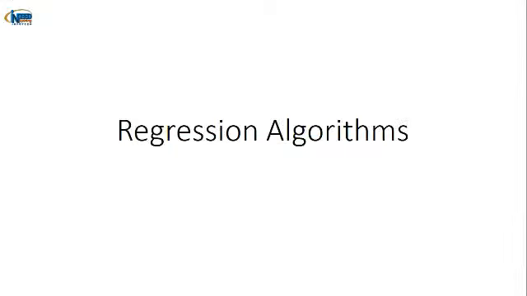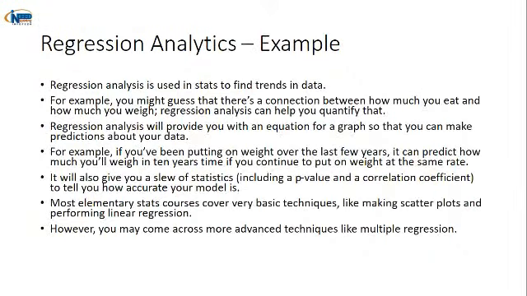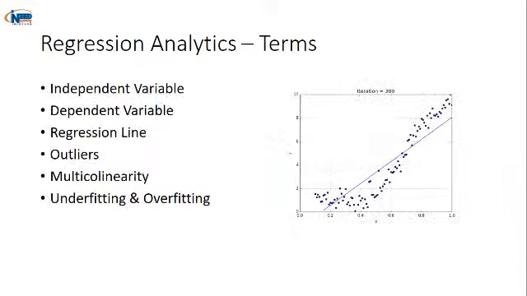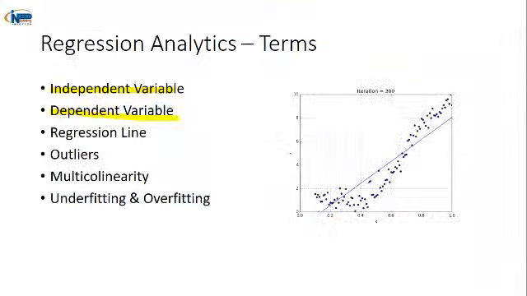Okay, so regression algorithms, there are multiple regression algorithms. As I told, I have already explained the basis of regression algorithms. Now let's understand, here we have independent variables and dependent variables. Looking at this speed and time example, the independent variable here is speed and the dependent variable here is time.